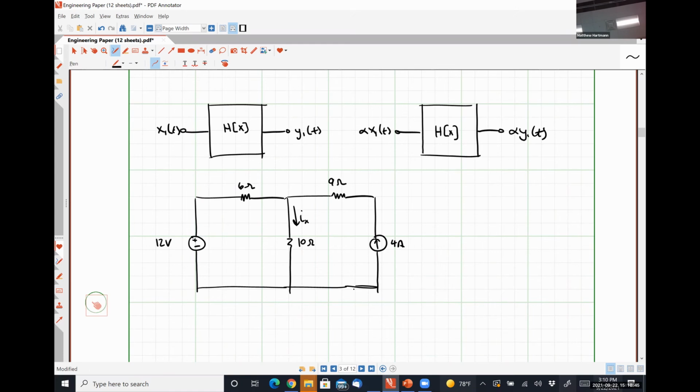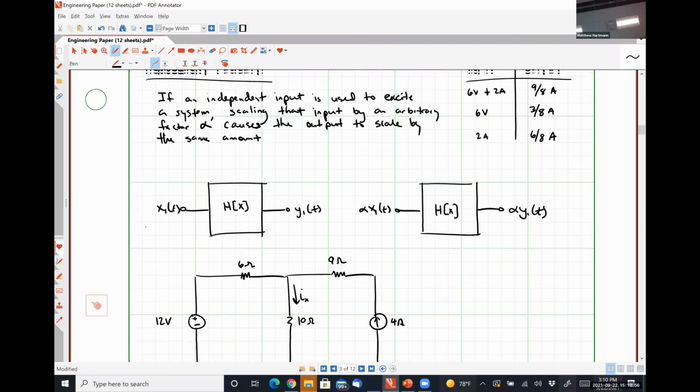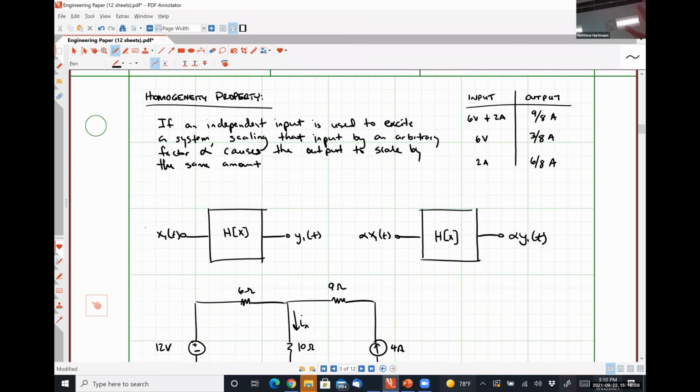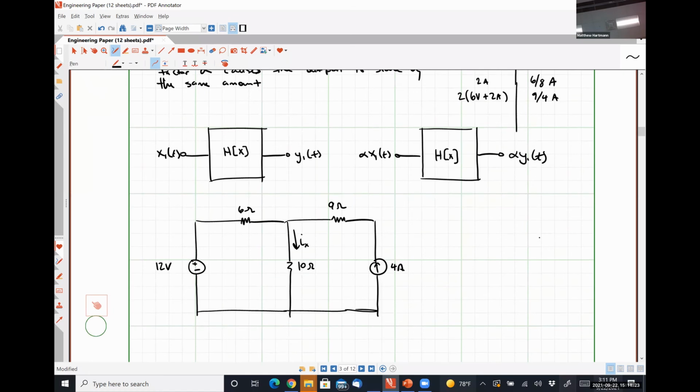So before we analyze this guy, what does the homogeneity property tell us our answer is supposed to be? 2 times 9/8 of an amp, so that'd be 18/8 of an amp or 9/4 or however you want to put it. So I'm going to add that. So twice 6 volts plus 2 amps should give us 9/4. Let's see if that's true.